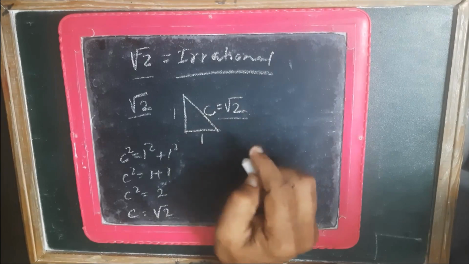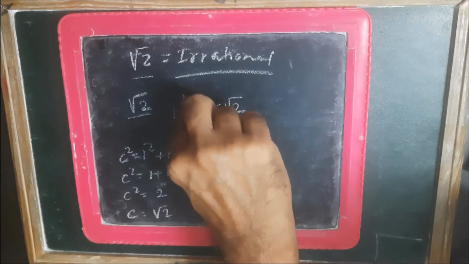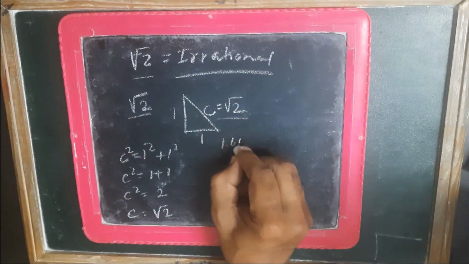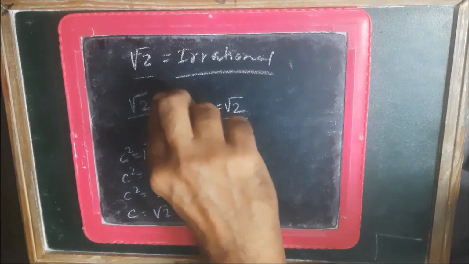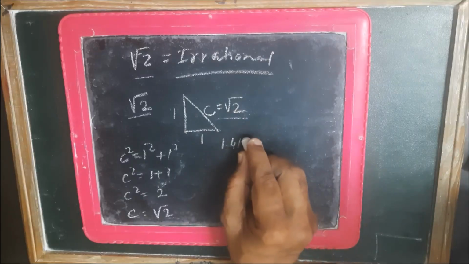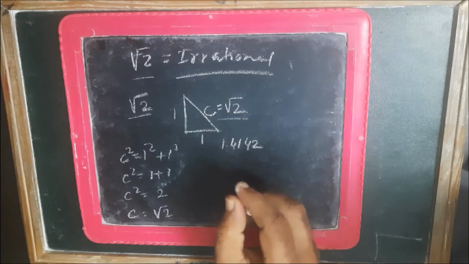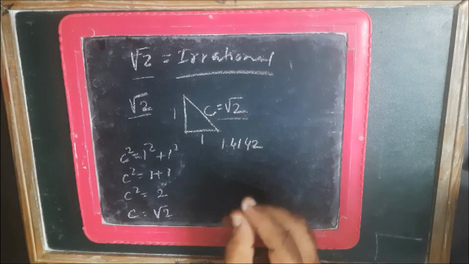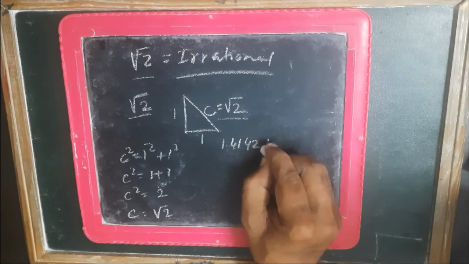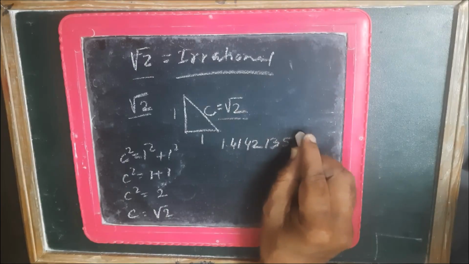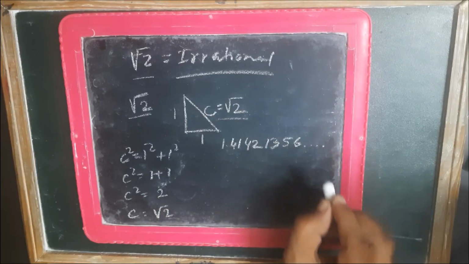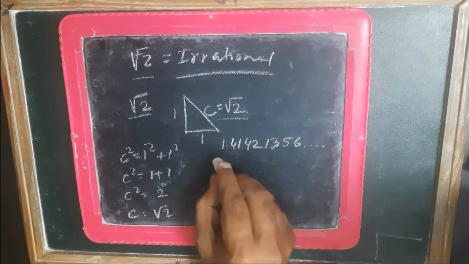Here you know that this is the square root of 2, and if you try to measure this length, it comes around 1.41. If you zoom in and try to find the length in a more precise way, it comes again 1.42, and if you zoom in again and measure more precisely, then it comes 1.3, and some more, 1.356, and this never stops. This goes on, and this is actually irrational.